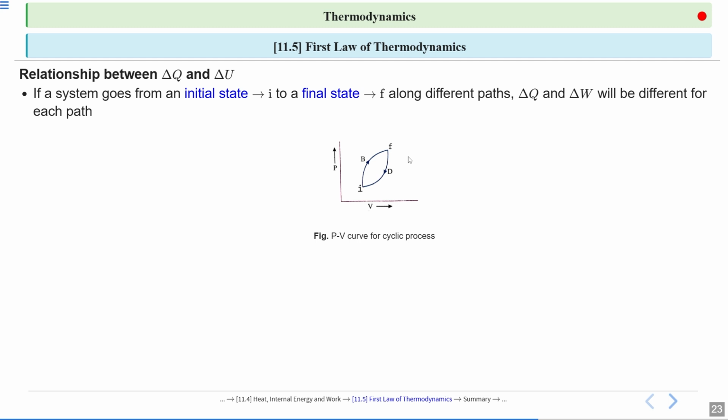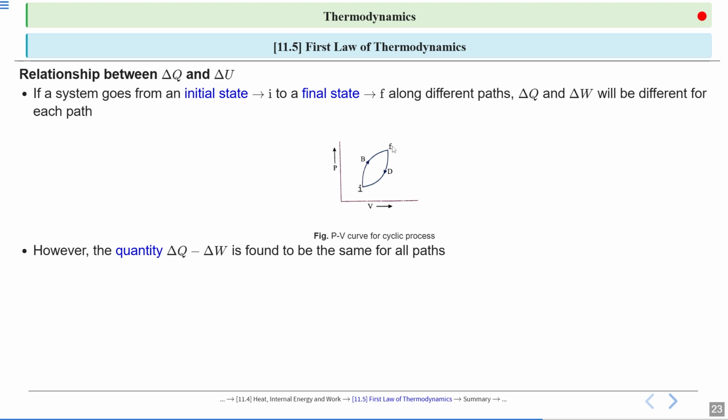All right, so this is a very important concept. Here the path is path B or path D. In both paths, the amount of heat and the work done will be different. However, the quantity delta Q minus delta W is found to be the same for all paths. Why? Because delta Q minus delta W is equal to the change in internal energy, and internal energy is a path independent function. It depends on the initial and final position.